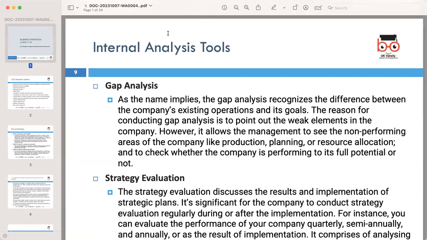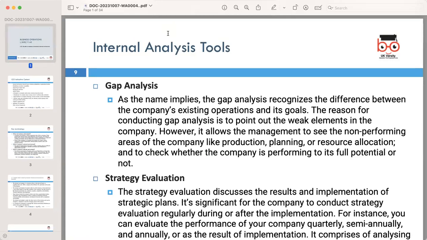Okay, so next one is internal analysis tools: gap analysis. As the name implies, gap analysis recognizes the difference between the company's existing operation and its goals. The reason for conducting gap analysis is to point out the weak elements in the company. It allows the management to see the non-performing areas of the company, like production, planning, or resource allocation, and to check whether the company is performing to its full potential or not.